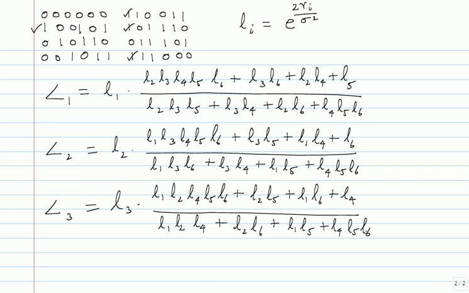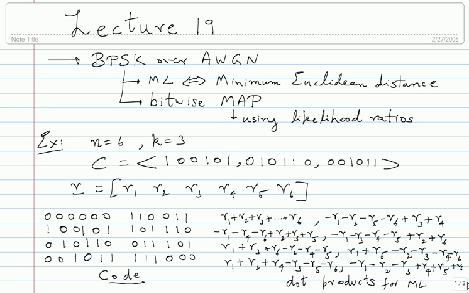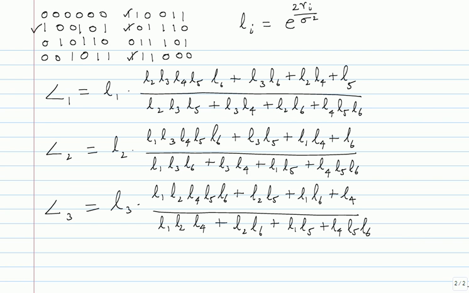Okay, so you have two sets of expressions here. Let me know if I'm making any mistake. I think this looks okay to me, but I could make one or two mistakes here, but it's not too critical. I want you to appreciate something. You have one set of expressions that you have to evaluate for the maximum likelihood decoder, and another set of expressions which you have to evaluate for the bitwise MAP decoder.